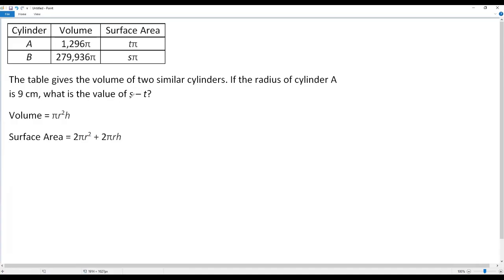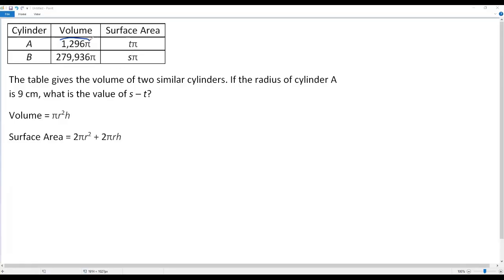We have S and T over here in the surface area of two similar cylinders. So to get the value of S negative T, we need the values of S and T. For that, we have to get the surface area of the two cylinders A and B. Okay, first let's plan to get the surface area of cylinder A.